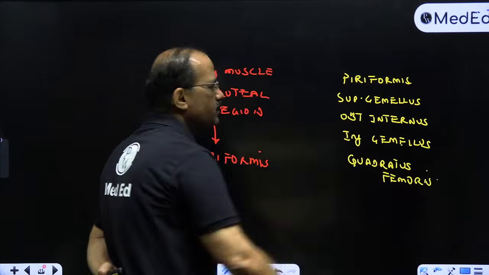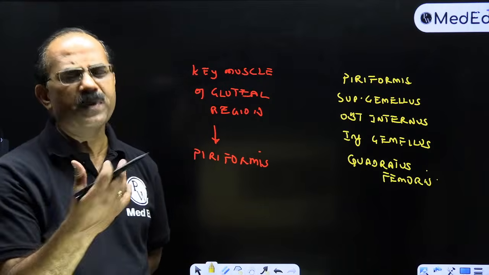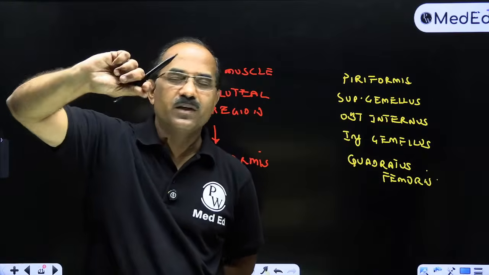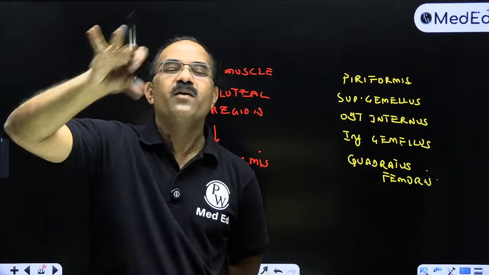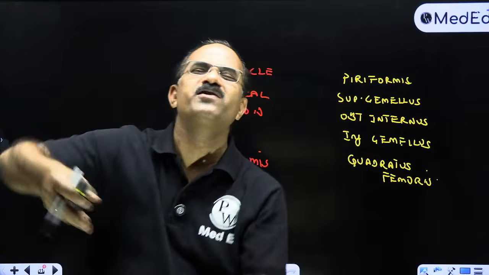Quadratus femoris. This is the list of pelvifemoral muscles. Why is the piriformis known as the key muscle? Because if you get the key, you enter the room. Similarly, if you get the piriformis, you get everything in this region.